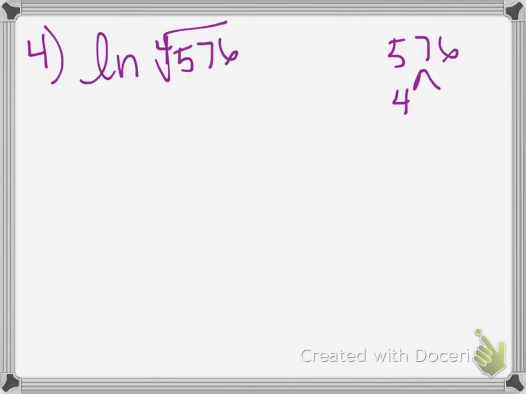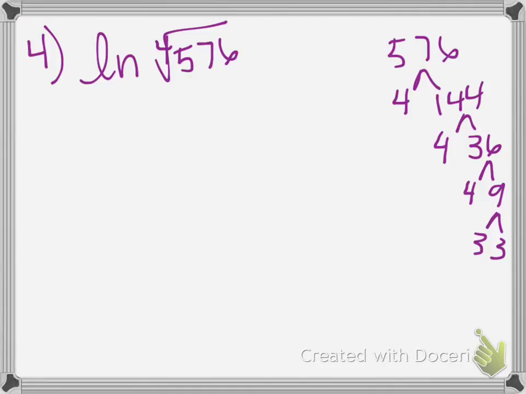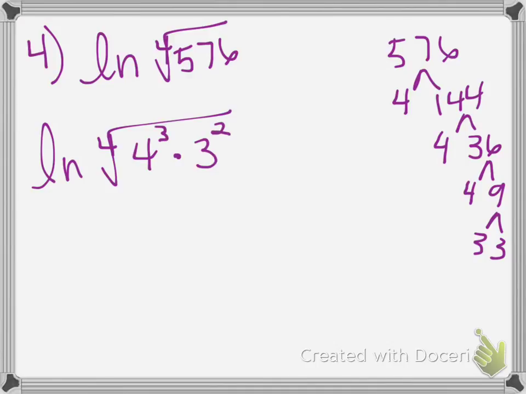So then finally, number 4. I have ln of the 4th root of 576. Good times. So that 576, really what I'm going to need to do is break that down, okay? So 576, well, I'm going to try for a 4 to go in there, and 144 can. I'm going to try for another 4, and I get 36. I get another 4 and 9, and then the 9 can be broken up into 3 and 3. And so then I've got the 4th root of 4 to the 3rd power times 3 to the 2nd power.